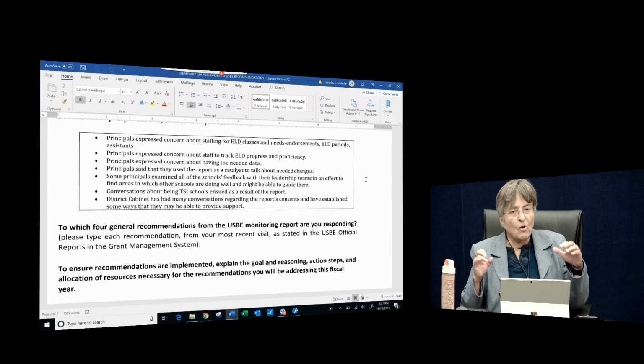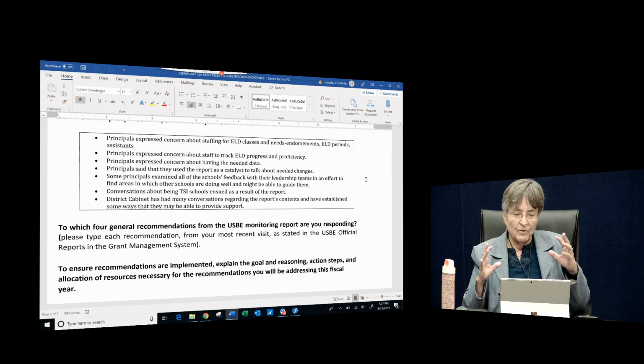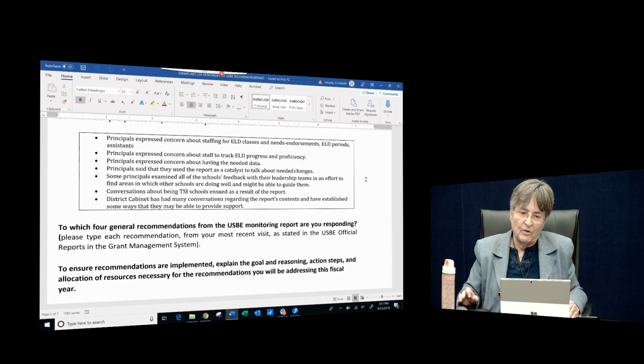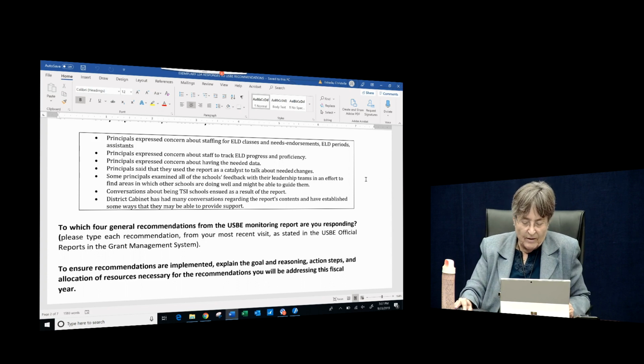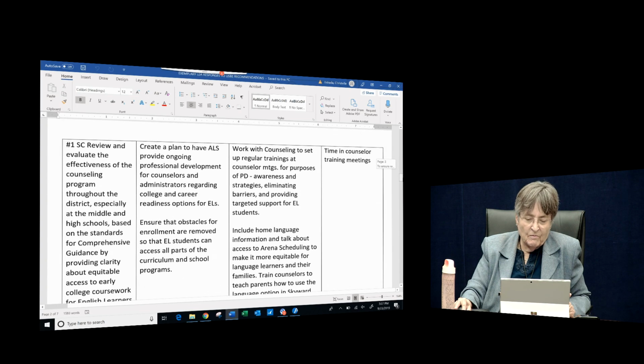So the whole point of the report is to help you get clear about the kind of feedback from an outside entity with a common kind of moral purpose, which is every single student, including students learning English, whether refugees or immigrants or whatever their status is, that they have equitable access to every opportunity that a native English speaker does. And remember, that's their civil right. Okay, so then I'm just going to do this first one.